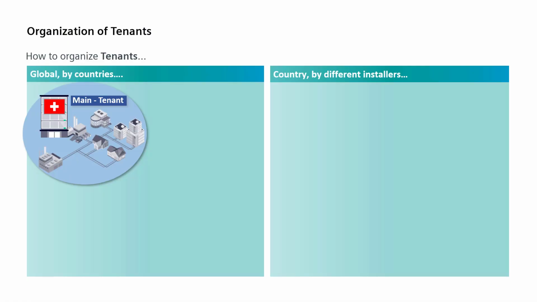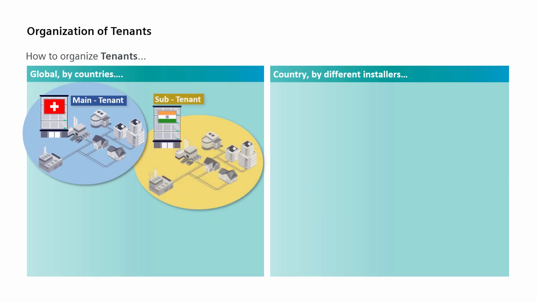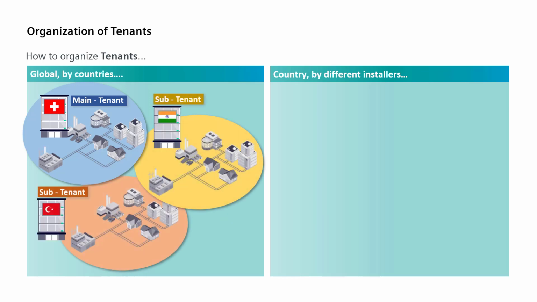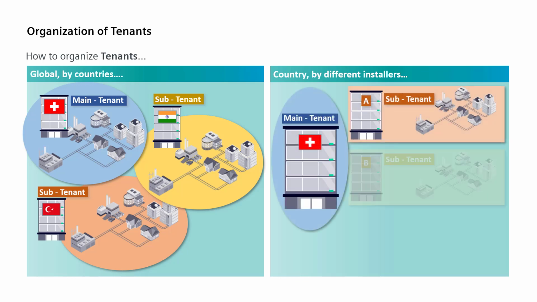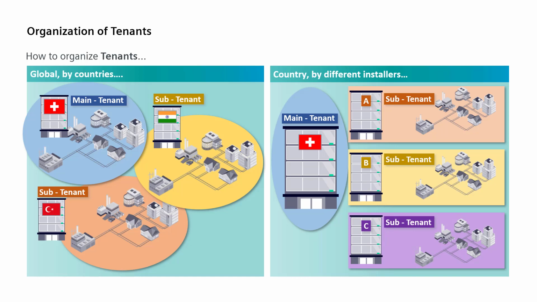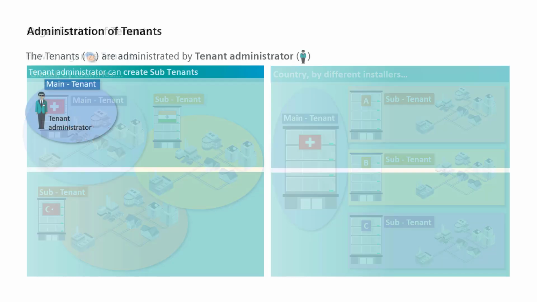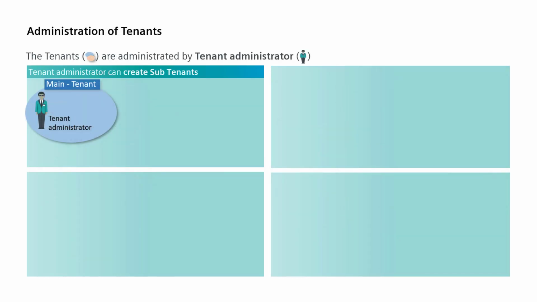OEM businesses are either organized globally or within a country. In a global organization, the main tenant may represent the headquarters, and the subtenants the country hubs. While in a country organization, the main tenant is representing the company, and the subtenants might be installer companies. The tenants are administrated by the tenant administrator. Depending on the organization, tenant management can look different.